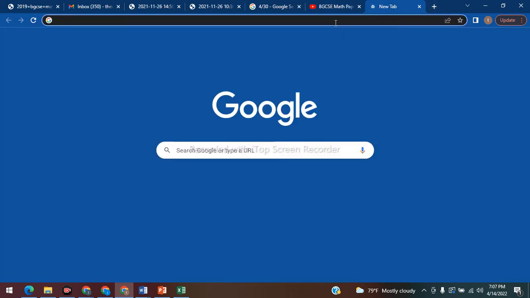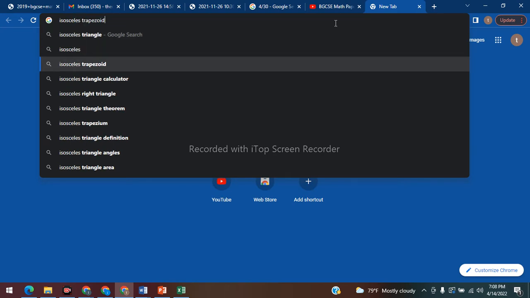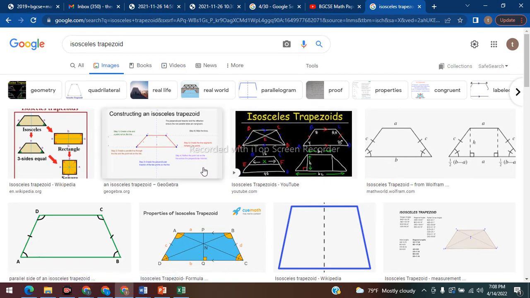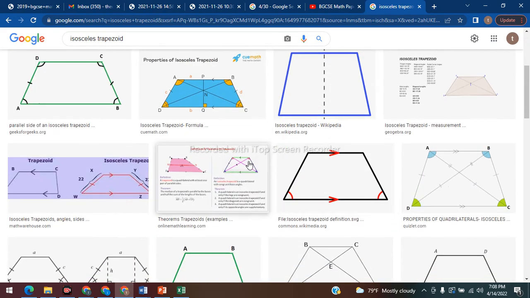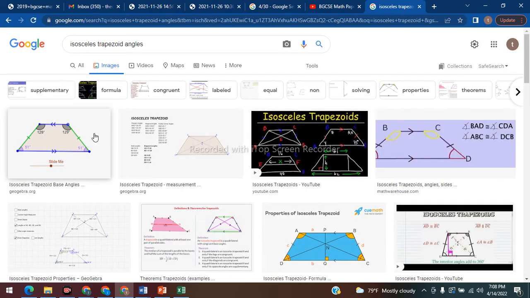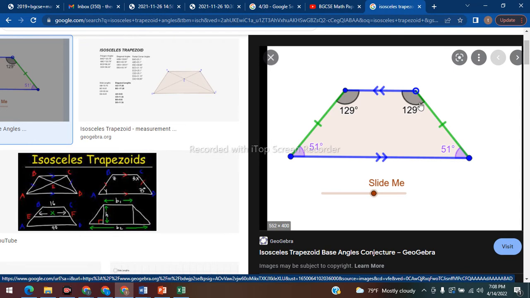Let me just show you an isosceles trapezoid, and you will see that if you look carefully, I want a good one to show you. I can see the angles. There we go. So here it is. For an isosceles trapezoid, if both of these are 129, then both of these must be the same thing. So you understand what I'm saying? If these two are equal, then the bottom two must be equal.